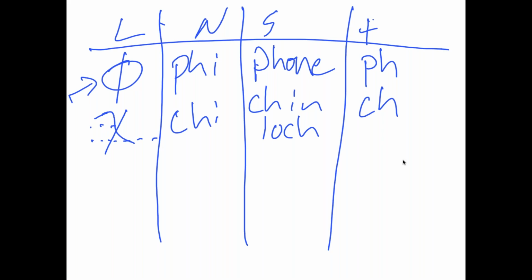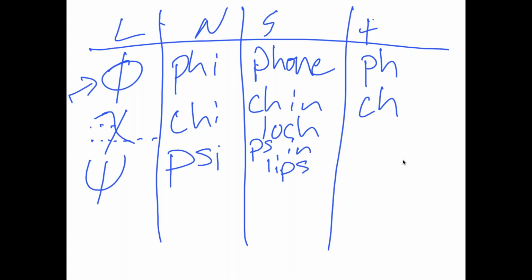The next letter is the psi. The psi kind of looks like a trident, spelled like this. And the psi is pronounced like the PS in lips. When it's transliterated, it comes across as a PS.